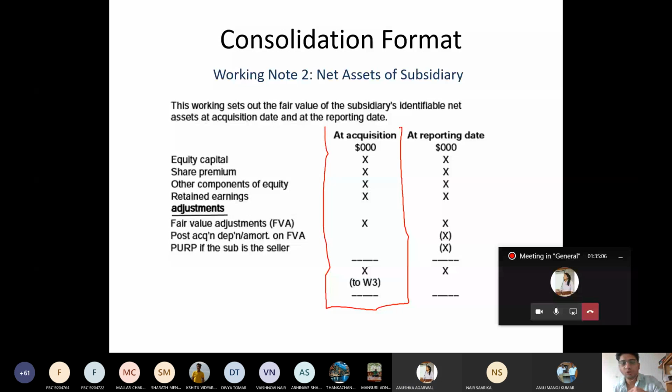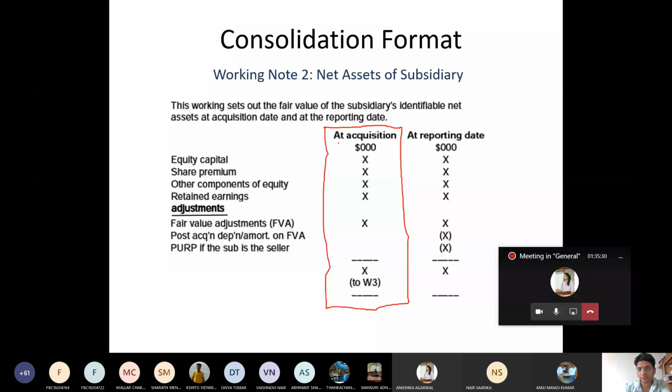So we'll continue now. What I want to do is working note 2. First, I'll calculate the net assets, and that net asset amount I'll compare with the share amount, the amount that I'm paying for the shares. So how to calculate the net assets of the subsidiary company on the acquisition date? Equity plus reserves plus fair value adjustment. That will be equity capital plus share premium plus other components of equity, plus retained earnings.